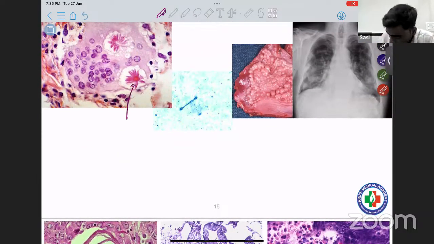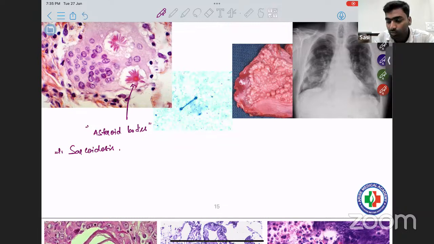In which of the following conditions will you see these asteroid bodies? Asteroid bodies. Yeah, correct. You will see them in a case of sarcoidosis. And in sarcoidosis, you will be able to see one more thing known as Schaumann's bodies. Schaumann's bodies. Okay, just remember these two things about sarcoidosis.